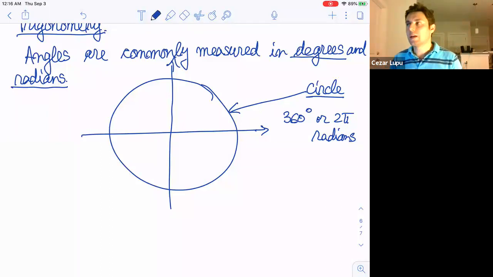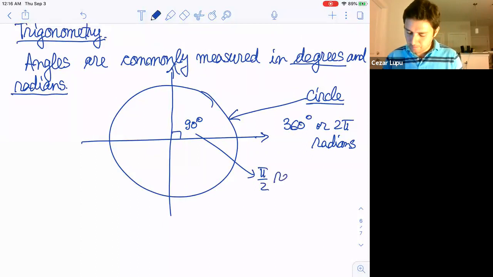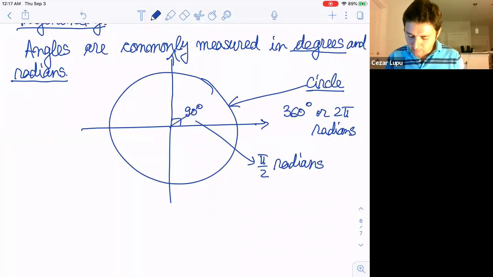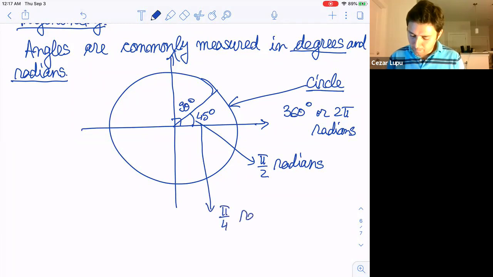Well, in calculus, usually we measure the angles in terms of radians rather than degrees. Let me just explain it a bit. For example, here you have 90 degrees, this will be pi over 2 in radians. You can also have something like this, and let's say you have here 45 degrees, which in radians will be pi over 4. So it's half of pi over 2, half of 90 degrees.